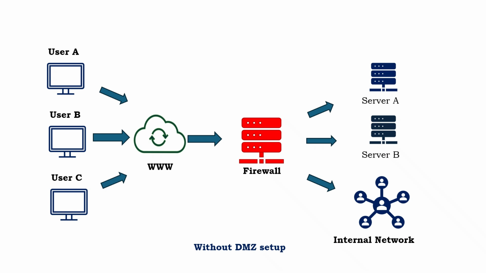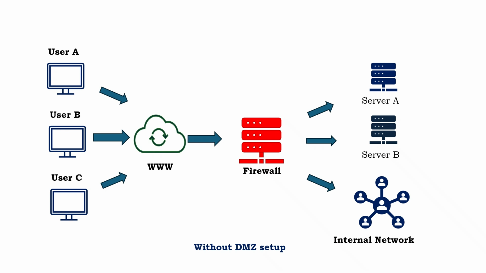Here is our first architecture, where we have our users, a firewall, two servers, and our internal enterprise network. This enterprise is hosting two web servers, and these two web servers are sitting internally in the same network segment as their employee devices.